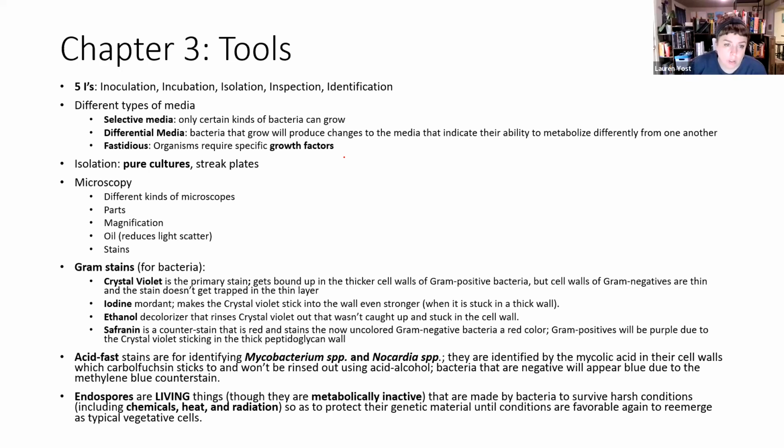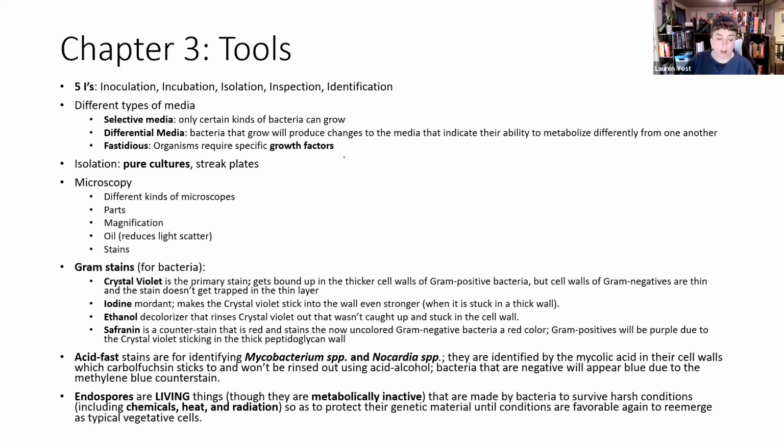So going into the media first, starting with selective media. Selective media is media where only certain kinds of bacteria can grow. There might be some sort of additive in it that is unfriendly to the growth of like gram-positive bacteria. There's a lot of media that's out there that selects for enterics. Enterics are usually the bacteria that grow in your gut. Gut bacteria tend to be gram-negative bacteria. So we have a lot of media out there that allow for gram-negative.